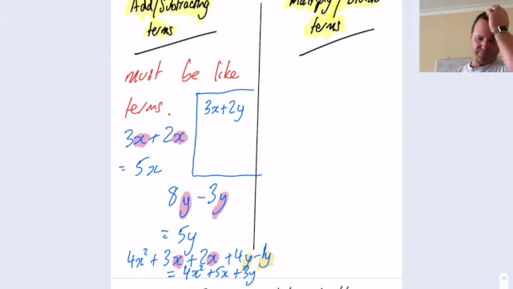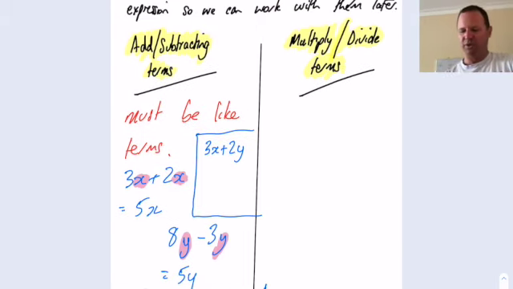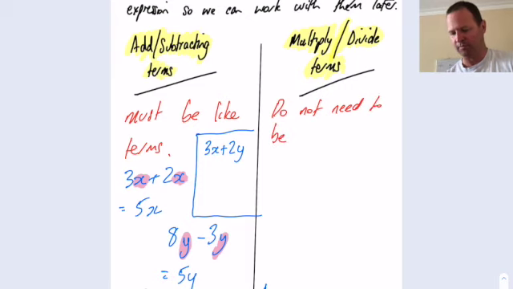All right? So, multiplying, dividing terms, a little bit trickier, but not really too much. Similar things. So they don't need to be like terms, okay? They do not need to be like terms, all right?